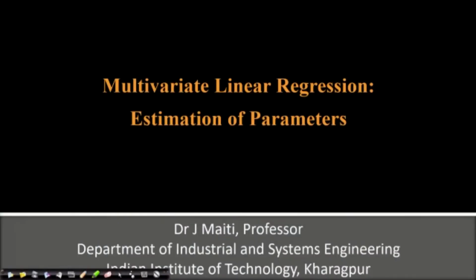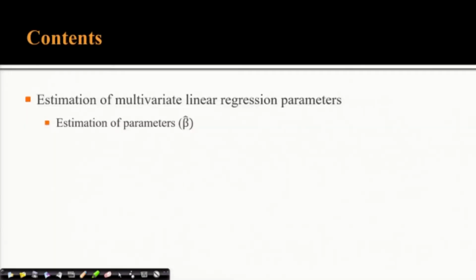Very good morning. We have started multivariate linear regression. Today we discuss estimation of parameters. As you have seen earlier in multiple linear regression, the parameter vector, and in multivariate linear regression also you will find out that there will be several parameter vectors for each of the dependent variables. That is what we are going to discuss in terms of estimation of parameters. Let us go to the next.